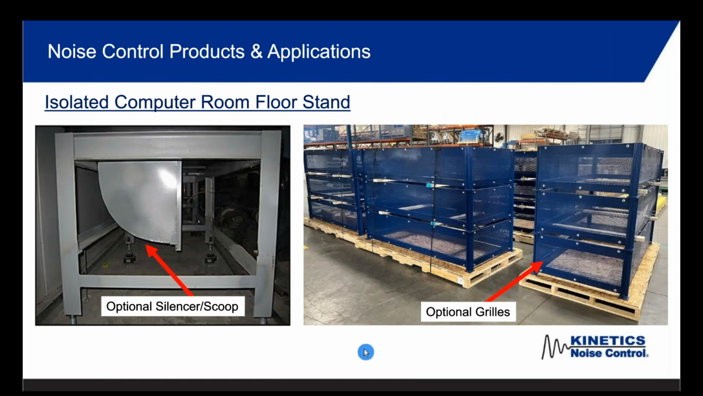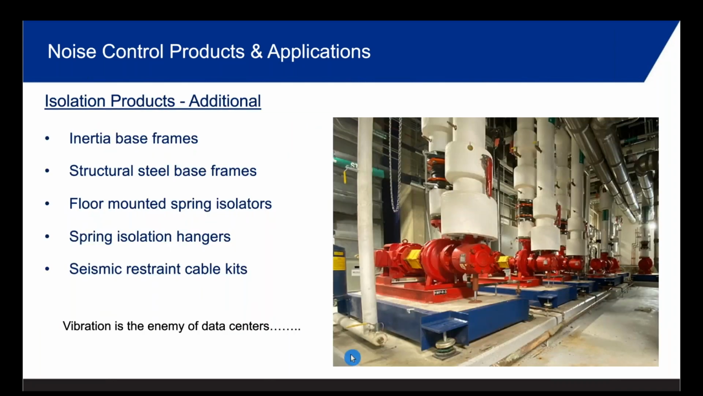They also come with optional silencer scoops. Silencer scoops are just turning vane scoops, so those are built in. And then also optional grills. These are actually 3 of those stands stacked up with grills around them, and those have been some requests. So really, whatever you need, that's what we got.